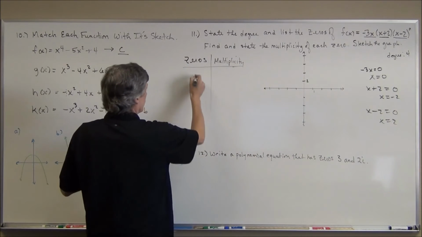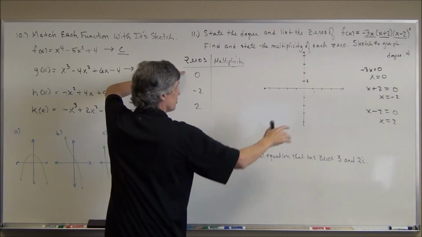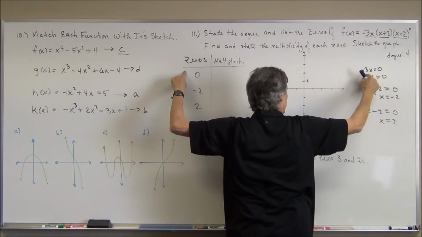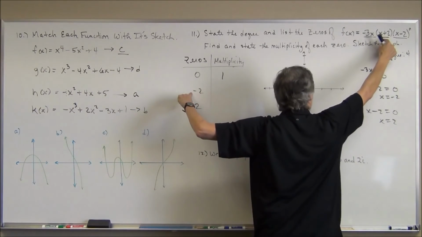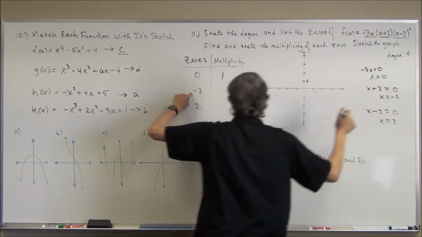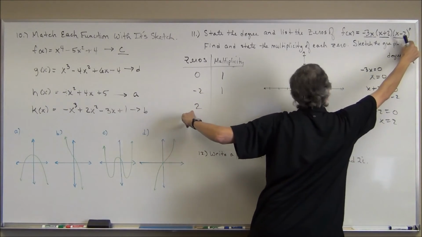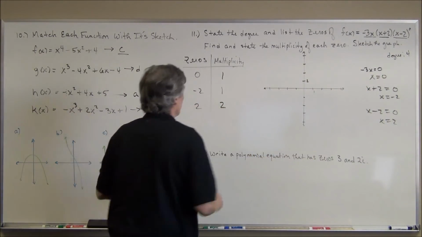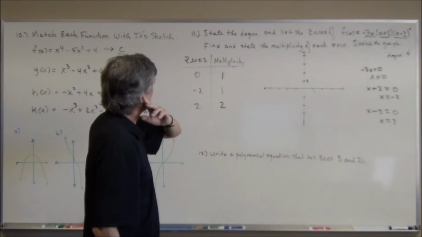So my zeros are 0, negative 2, and positive 2. There's only one factor of x that gave me the 0 here, so that's multiplicity 1. Only one factor of x plus 2 that gave me the negative 2 zero, so multiplicity 1. But two factors here, so 2. And you can see that the multiplicities add up to 4, which is the degree of your polynomial.